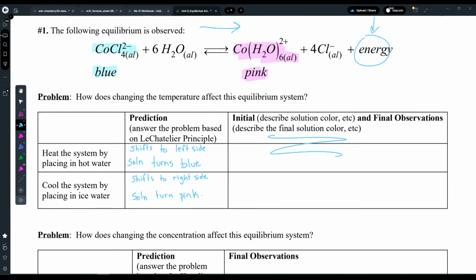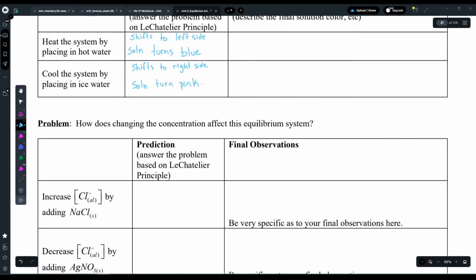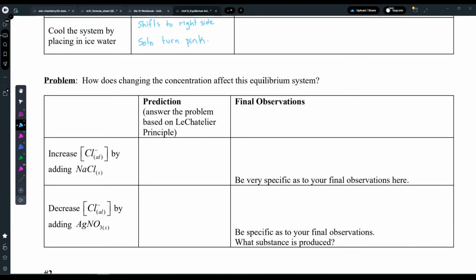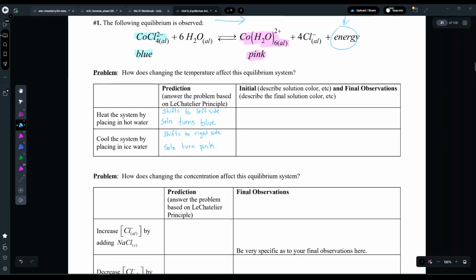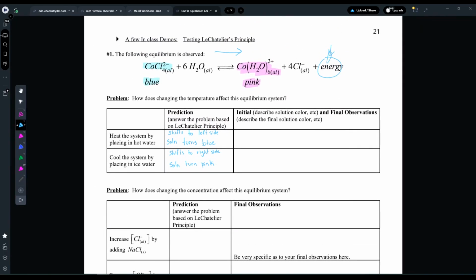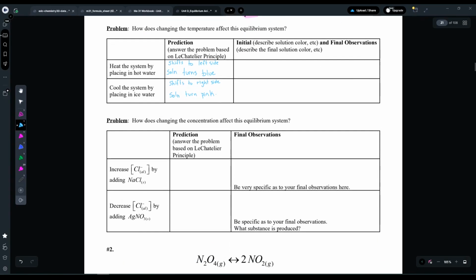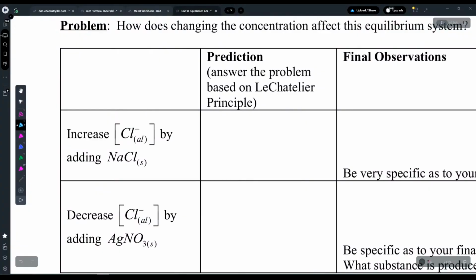So we'll fill in this column once we watch the videos, but I want to move on to these other changes and what we can expect. Okay, so the first stress being applied is increasing the amount of chloride ions by adding, you could add sodium chloride. In the video, he adds hydrochloric acid, but it's the same result because hydrochloric acid has chloride ions, so it's still increasing the amount of chloride ions.